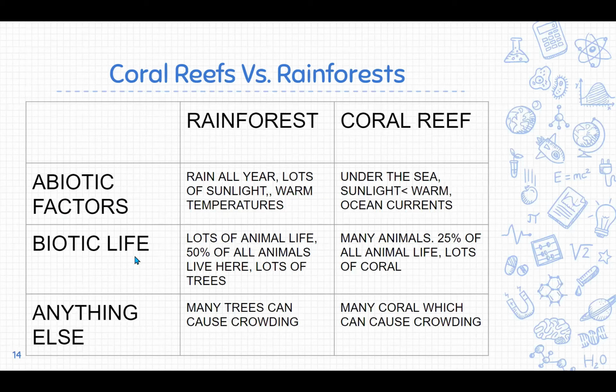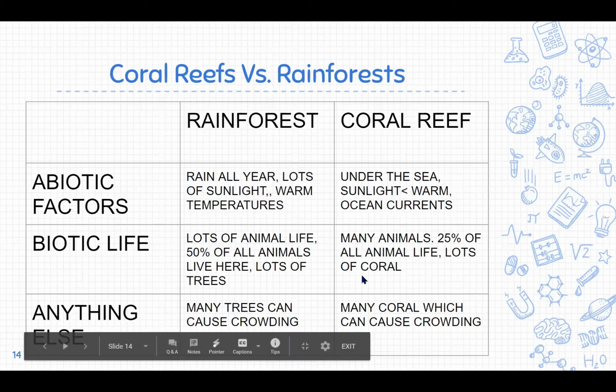Aquatic life, so things that are living. There's lots of animal life. 50% of all animals live here, lots of trees. For a coral reef, there's many animals. 25% of all animal life and lots of coral, right? Lots of trees. Anything else? Many trees can cause crowding. Many coral which can cause crowding. There's a lot of similarities between the two there, right?